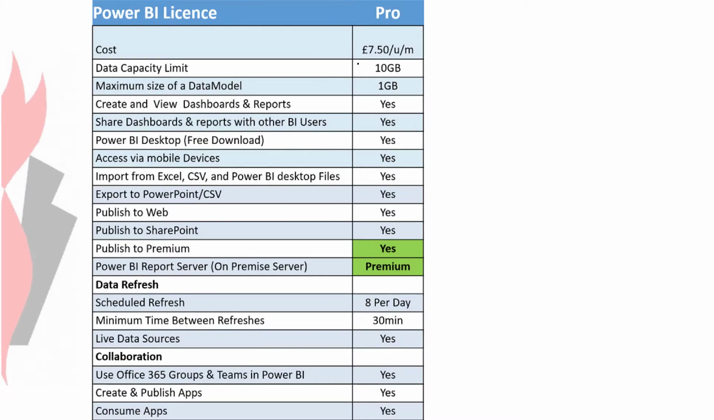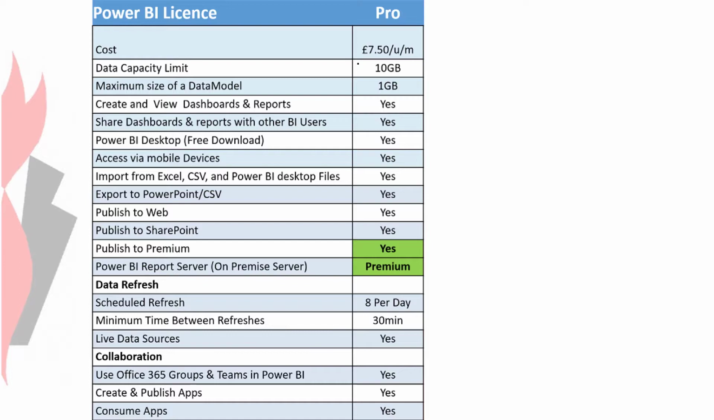We'll start with the Pro license type because that's the most common. Now the Pro license type has a cost of £7.50 per user per month. Now that's a per head cost. It's an individual cost per license. £7.50 in the UK, that tracks $9.99 in the States. Now, what do you get for your £7.50 per user per month? Well, you get a data capacity limit of 10 gigabytes.